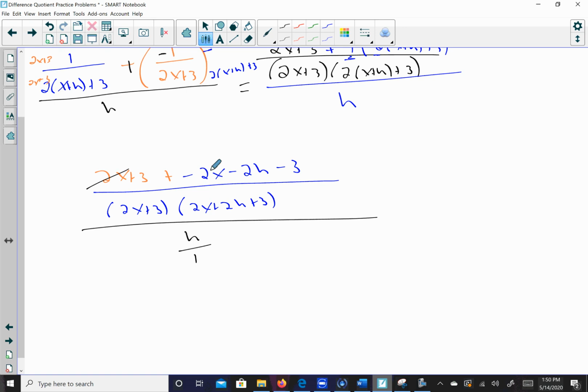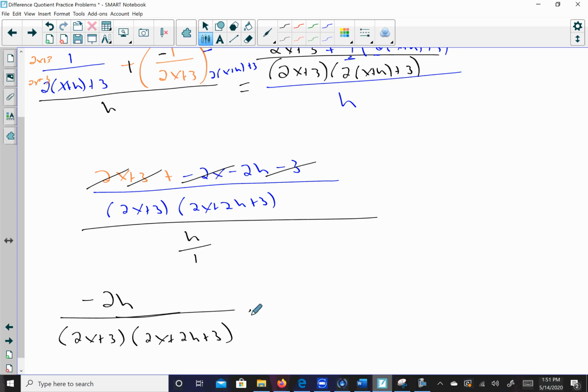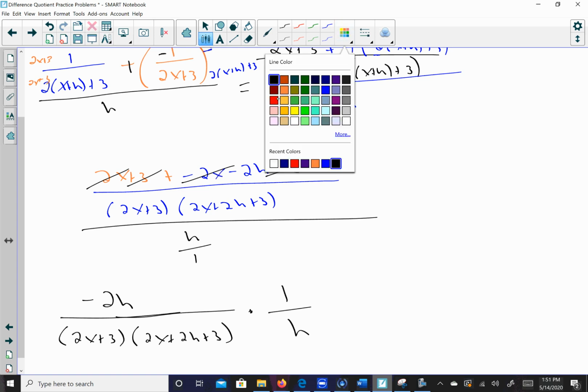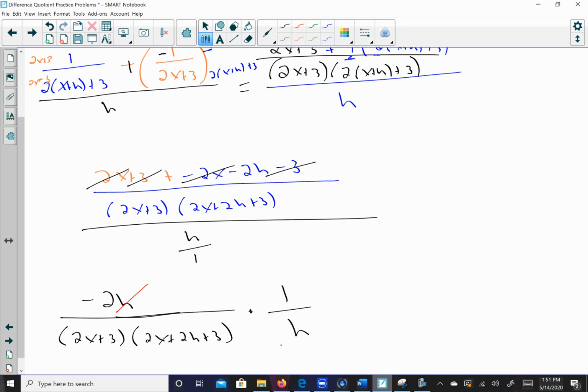Here, the 2x, negative 2x, 3, and negative 3, they all simplify. So I'm left with a negative 2h over my denominator. And I'm going to multiply it by the reciprocal of my denominator. So I'm going to multiply it by 1 over h. The h's will simplify. And I'm going to be left with negative 2 over (2x plus 3) times (2x plus 2h plus 3).